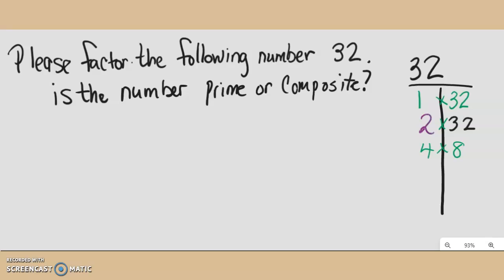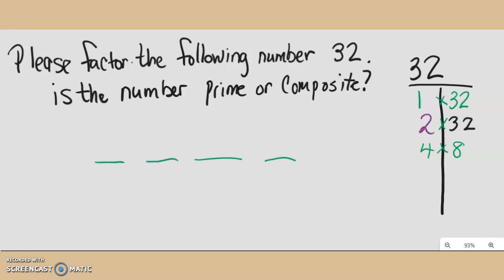5 does not work. So 5 times something, no, that does not work at all. 6 times 6 is 36. 6 times 5 is 30. 5 will never work. 6 will never work. 7 will never work. 8 works because we already have it down. So those are the factor pairs.